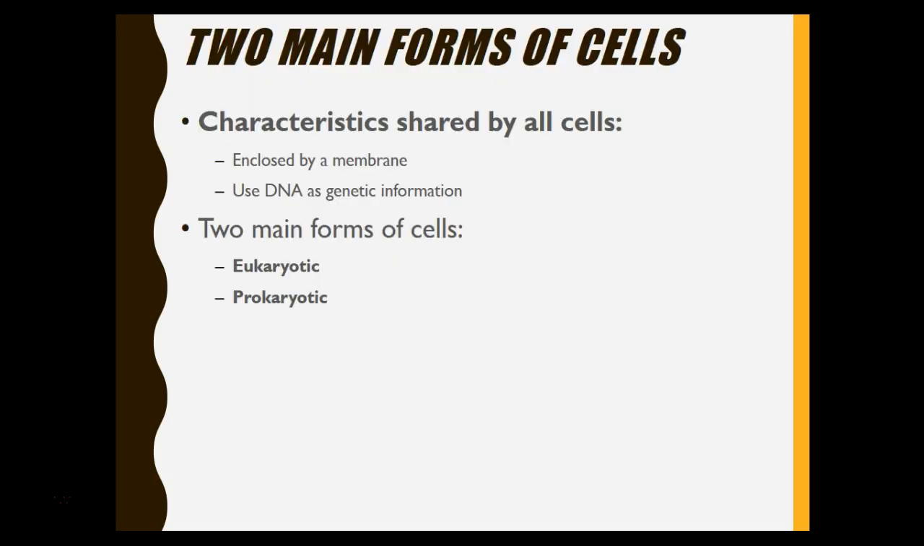The basis of all life starts with cells. Cells are all going to share two characteristics. They're going to be enclosed by a membrane, and they're going to use DNA as genetic information. From there, there's two types of cells. There's eukaryotes and prokaryotes.